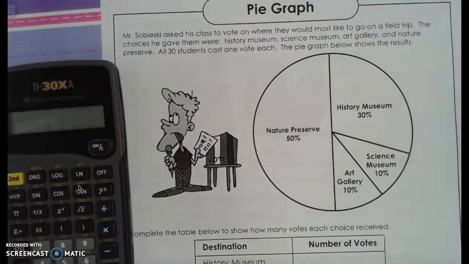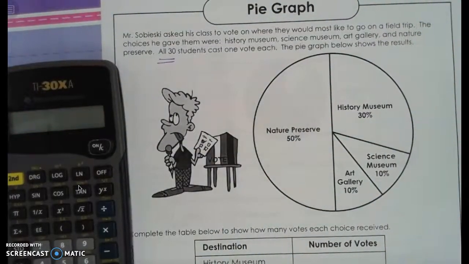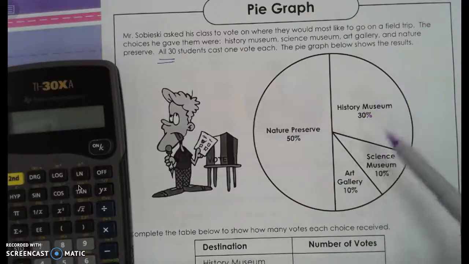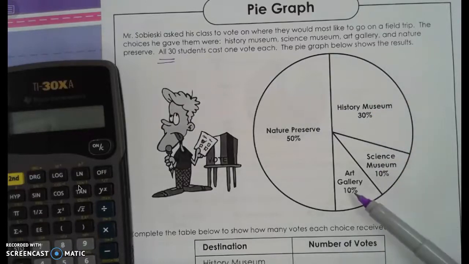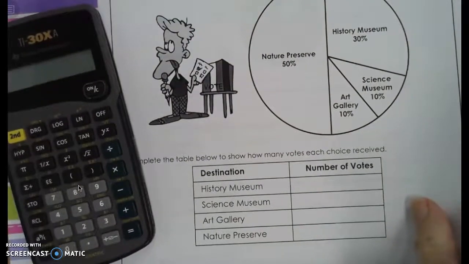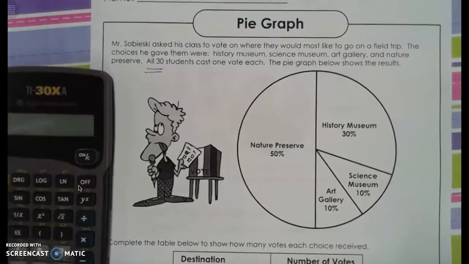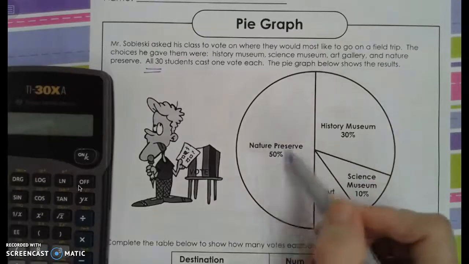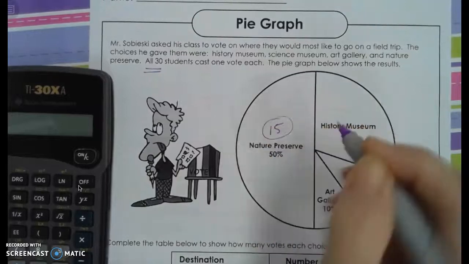But anyway, they all voted, and there were 30 of them. So the key here is that 30 students voted. If this is the pie graph, we want to know how many voted for the Nature Preserve, how many voted for History, how many voted for Science Museum, and how many voted for the Art Gallery. That's what this little table down here at the bottom is asking, but I can't show you all of that at one time. Some stuff we should be able to do in our head, because 50% is half. So half of 30, we shouldn't even have to solve that one. We should know right off the top of our head that that's 15.